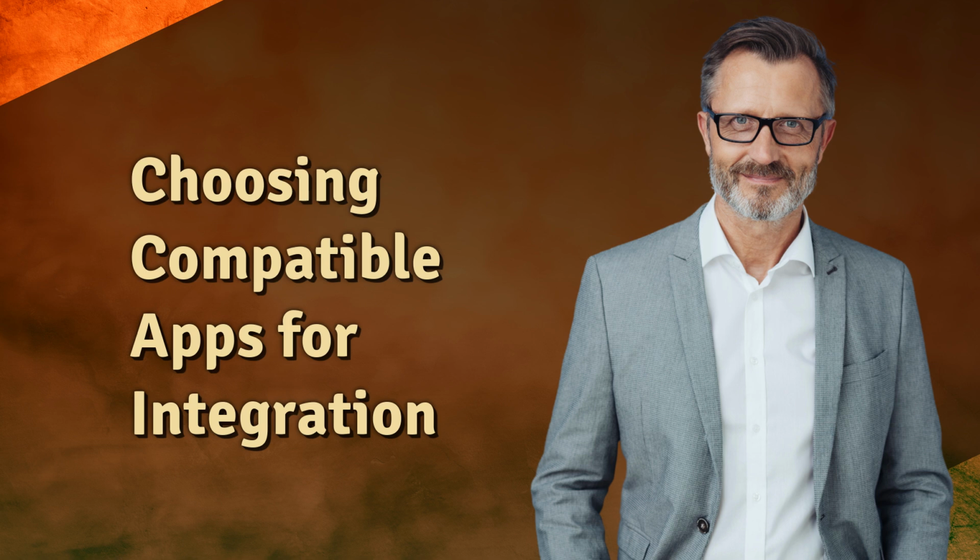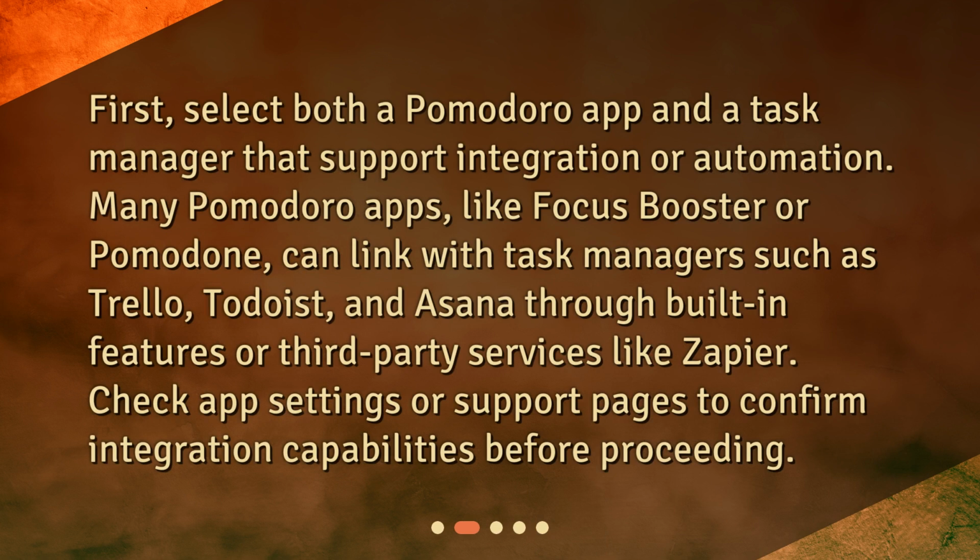Choosing compatible apps for integration. First, select both a Pomodoro app and a task manager that support integration or automation. Many Pomodoro apps, like Focus Booster or Pomodoro, can link with task managers, such as Trello, Todoist, and Asana, through built-in features or third-party services like Zapier. Check app settings or support pages to confirm integration capabilities before proceeding.